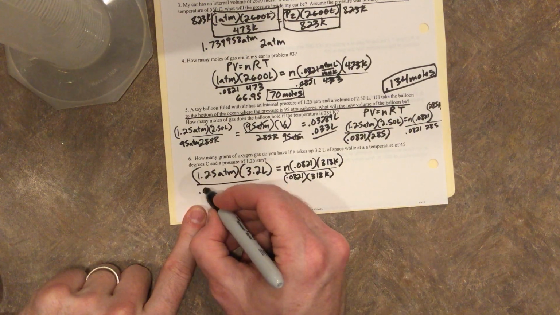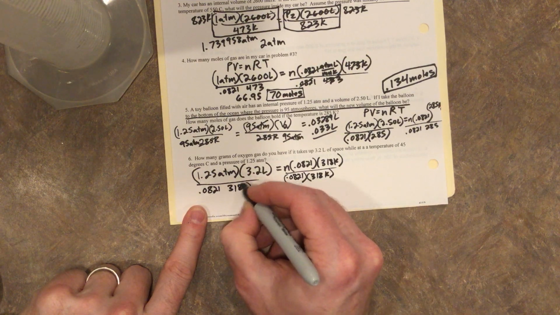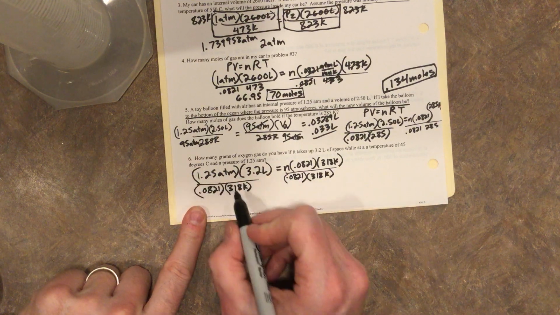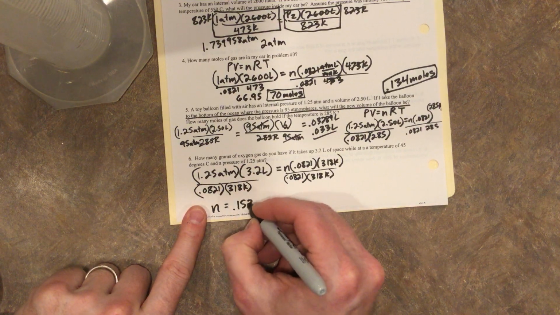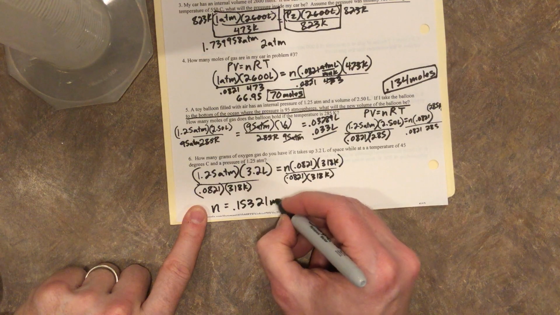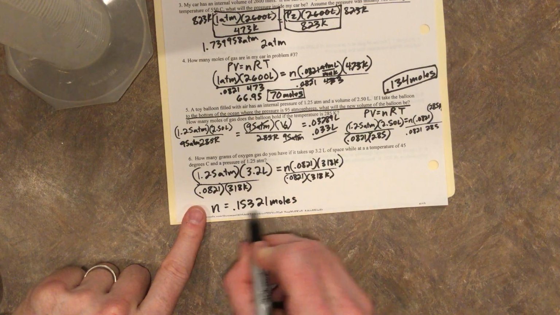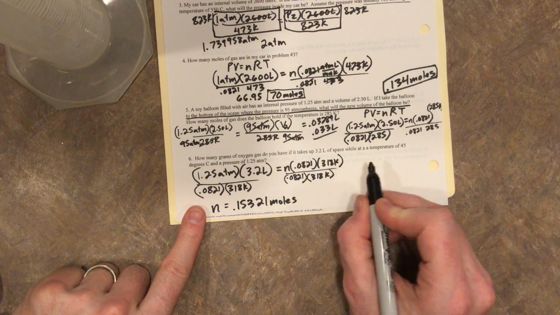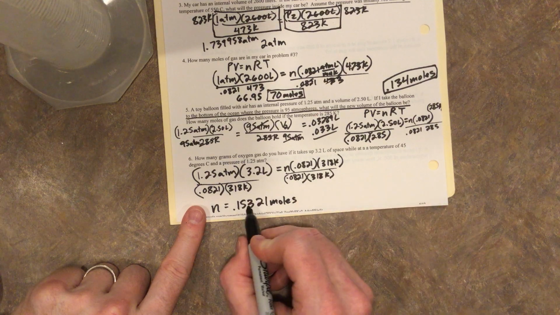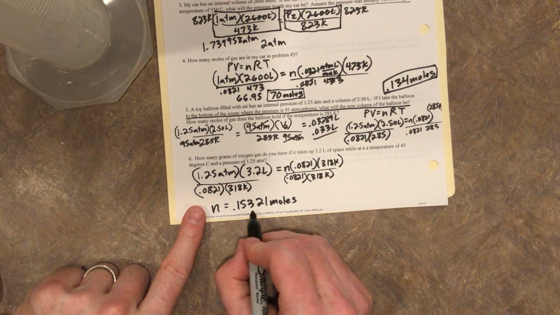Over here, 0.0821 and 318 Kelvin. I'm going to go ahead and do my math right here, and I'm going to get an answer that N equals 0.15321 moles. Now, I wrote a whole bunch of numbers out there. Do not cut this down to sig figs yet, because I need to use this to figure out how many grams of oxygen gas I'm going to have. I don't want to cut it short. I'm going to use sig figs at the end, but keep all these numbers. In fact, your calculator probably has more.